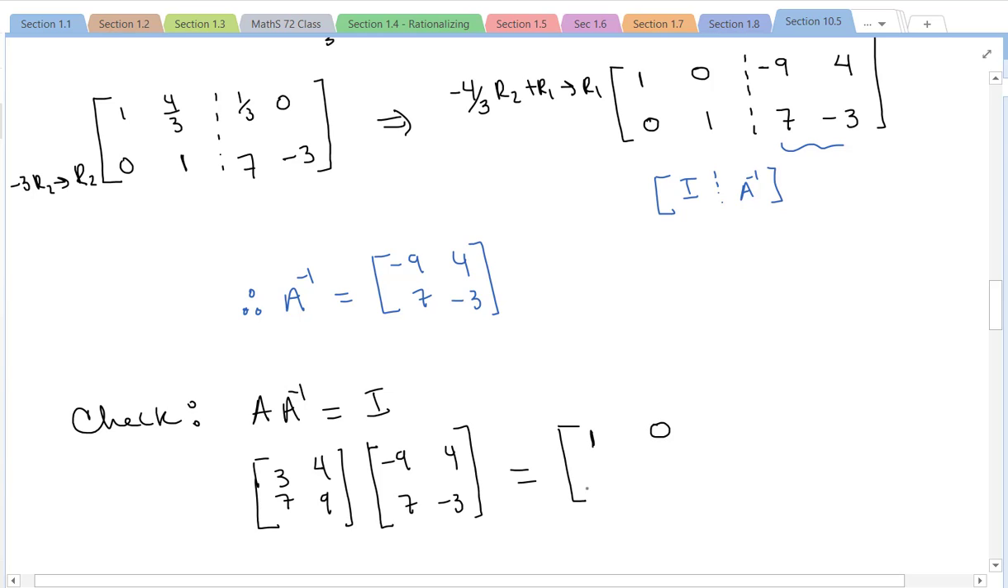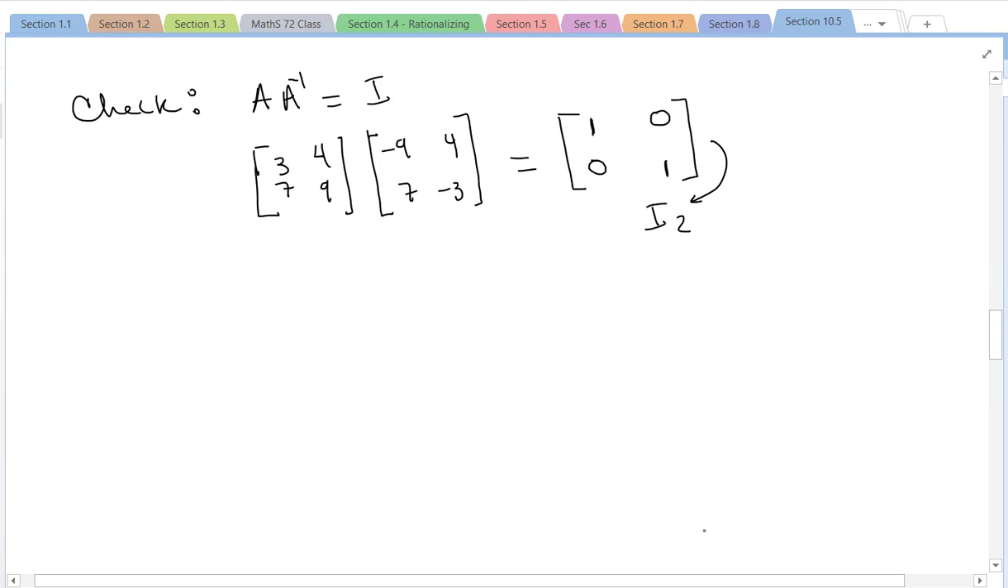And now this is the second row. So second row, first column: 7 times negative 9 plus 9 times 7. So those are going to cancel. Negative 63 plus 63 is 0. And now 7 times 4 is positive 28, and 9 times minus 3 is negative 27. So 28 minus 27 is 1. And so we get the 2 by 2 identity matrix. So they are in fact inverses. So that's how you check if two matrices are inverses of one another.